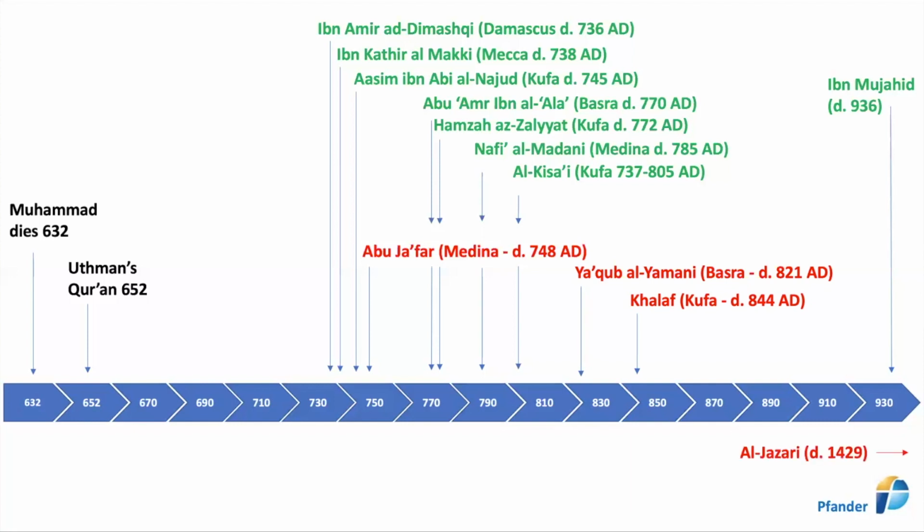Well, it's because of this guy right here, Al-Jazari. In the 15th century, 1429, he is the one that actually adds these 3 because he felt that these 3 needed to be added to the 7 to make 10, because 7 plus 3 in my book means 10. That means there are now 10 official Qur'ans. You add 7 to 3, you get 10.